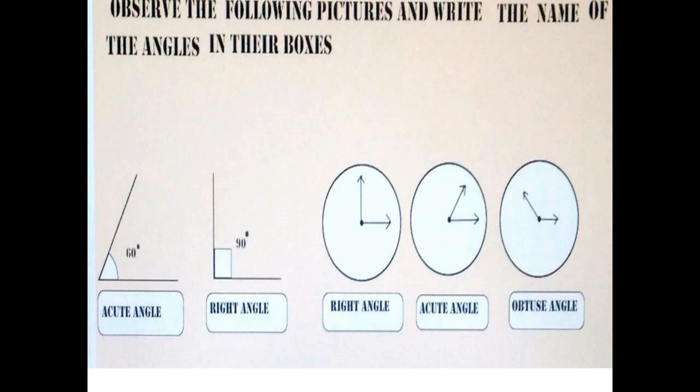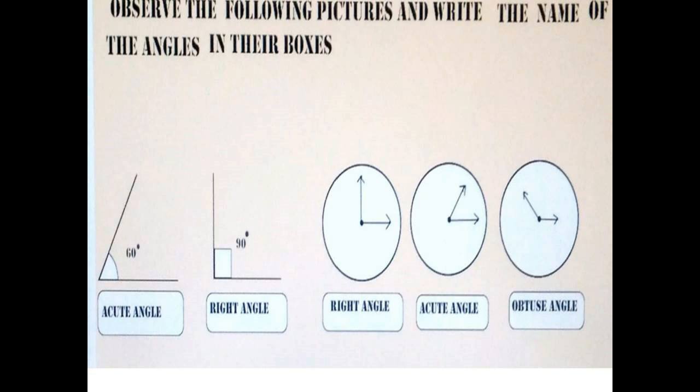Next one, what is the angle? Yes, it is exactly 90 degrees. So it is a right angle. See the hands of the clock. What is the position of the hands of the clock? Yes, it is absolutely 90 degrees. So it is a right angle.